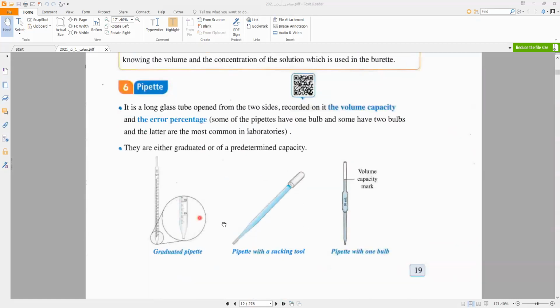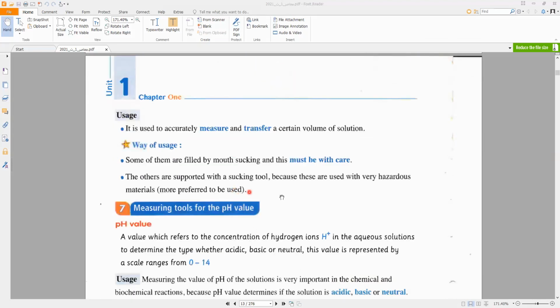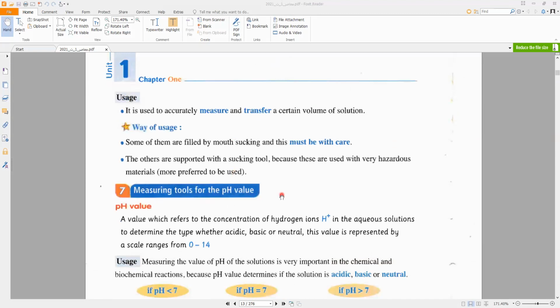Number six, pipette, like this. Graduated pipette. Pipette with a suction bulb like this. Pipette with one bar. So there are different types of pipette. Pipette is a long glass tube open from two sides, with the volume capacity and the error value recorded on it. Pipette is used to accurately measure and transfer a certain volume of solution, especially dangerous substances or solutions like H2SO4.